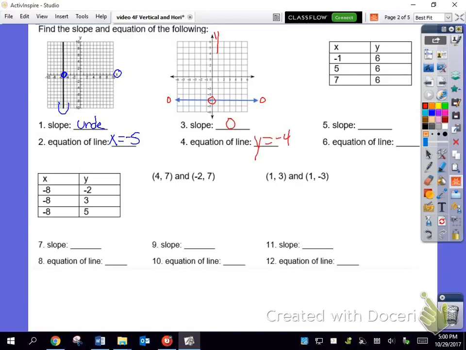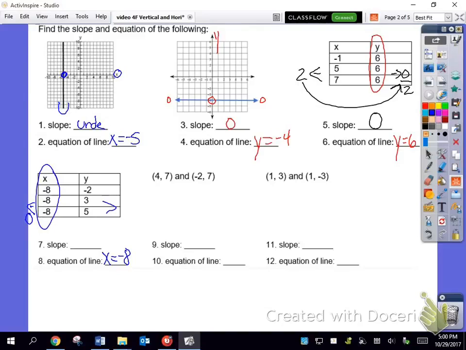When I have a table, where are they all the same? They're all the same on the y, so y equals 6. And when you subtract, 7 minus 5 is 2, 6 minus 6 is 0. 0 divided by 2 is 0, so my slope is 0. On this one, where are they all the same? The x's are all the same, so x equals negative 8. And I subtract, negative 8 minus negative 8 is 0. 5 minus 3 is 2, and I bring that over. 2 divided by 0, when 0 is on the bottom, that is undefined.